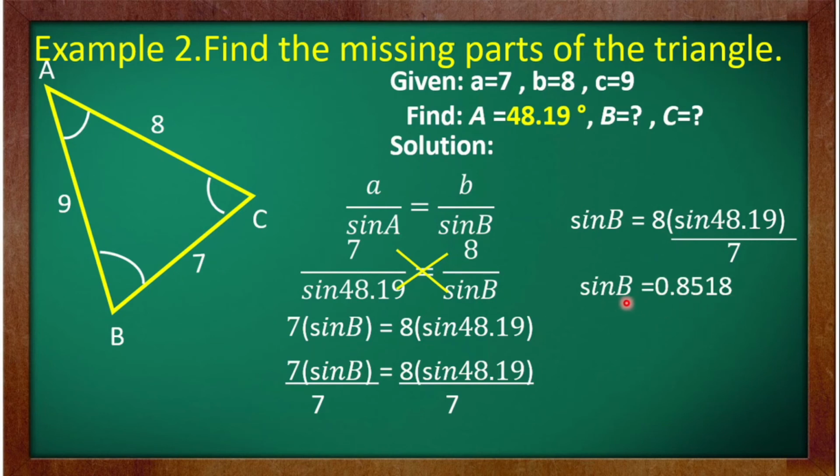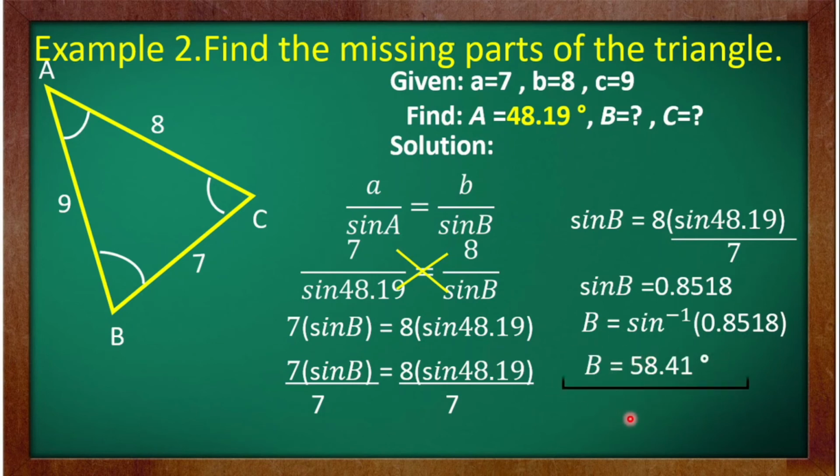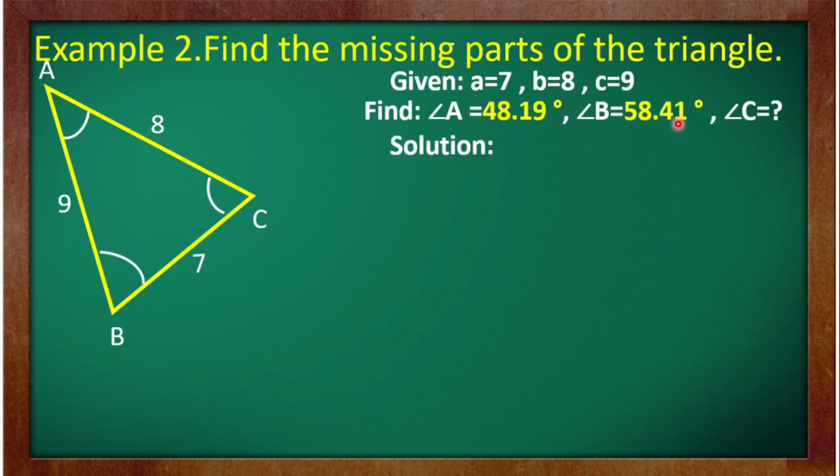Then again, to solve for angle B, kunin natin yung inverse ng sine. So that is sine raised to negative 1 or arc sine. Then type natin itong 0.8518. Ang magiging value na ngayon ng ating angle B ay 58.41 degrees. So nakuha na natin yung angle B, which is 58.41 degrees. Meron na tayong dalawang angles, so hindi na natin pahihirapan pang kunin yung angle C.